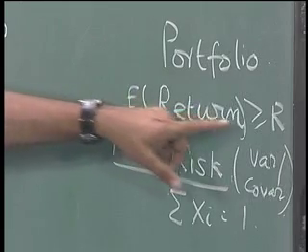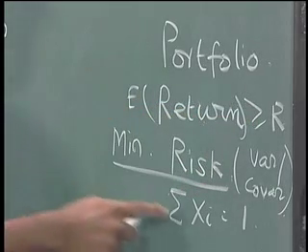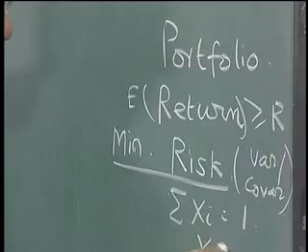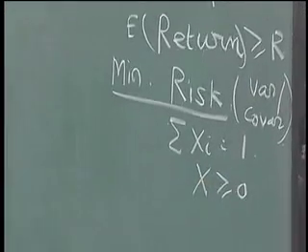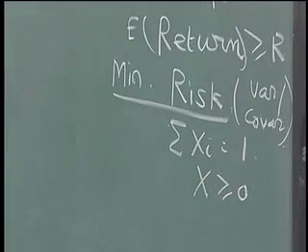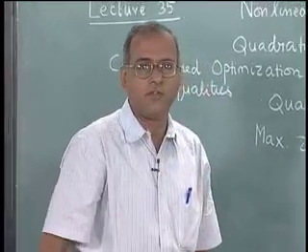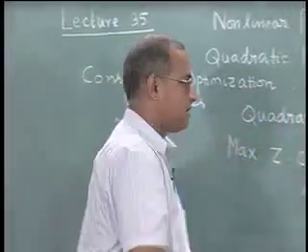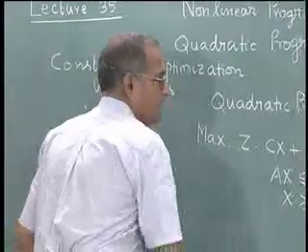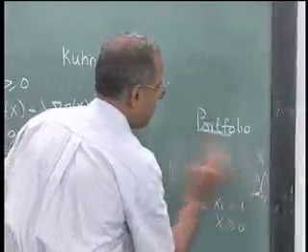So the objective function is quadratic, subject to two constraints. One is a greater than or equal to constraint, the other is the sum of proportions equal to 1, and the third is an explicit condition that x is greater than or equal to 0, because we do not want negative proportions of investment. So this is an application of quadratic programming to a real life situation.